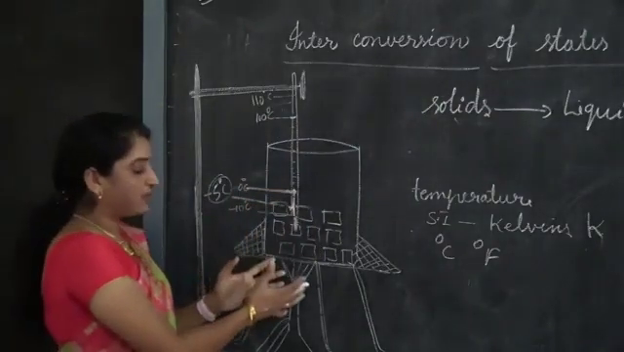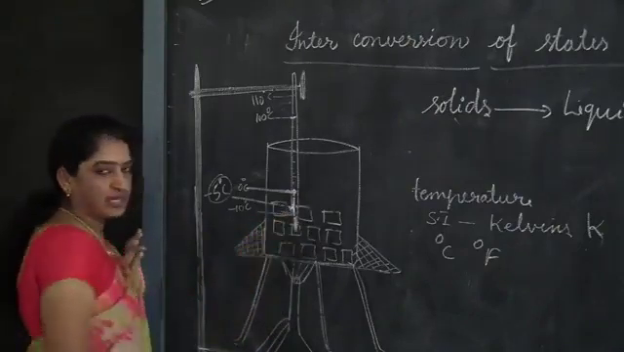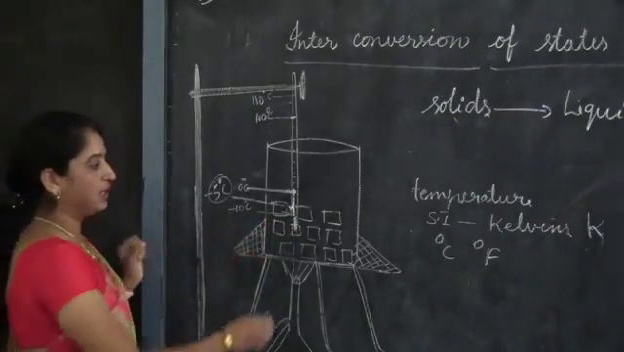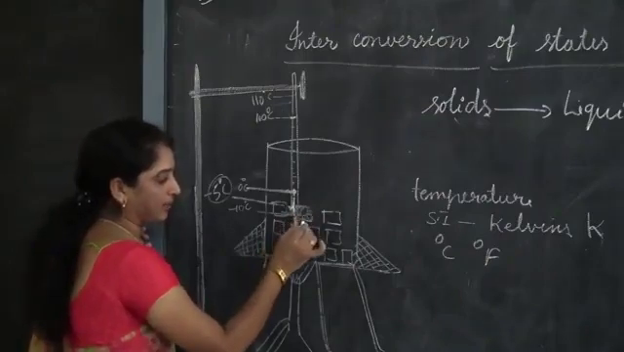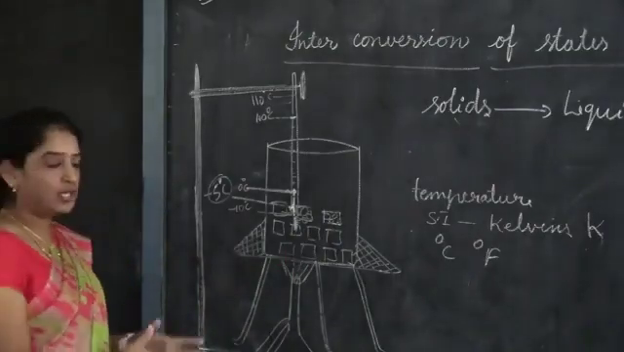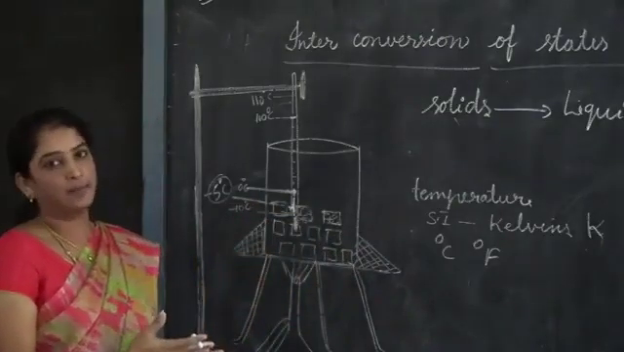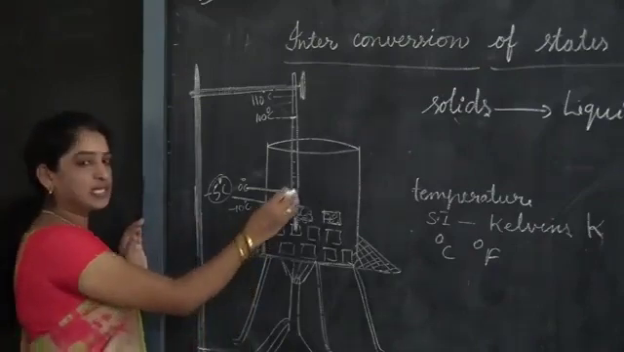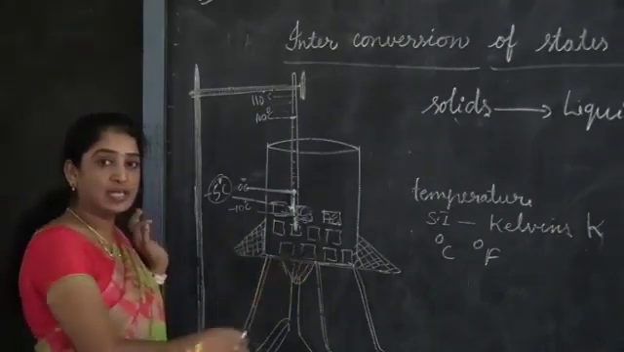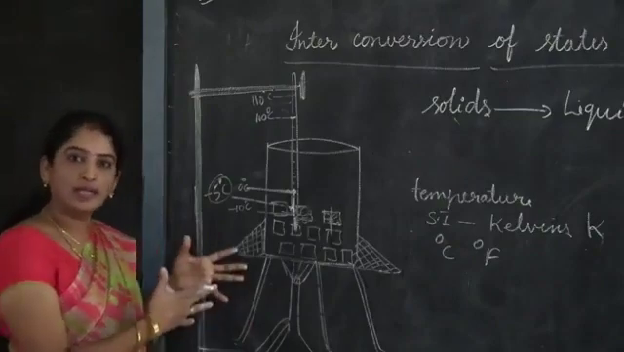So that amount of heat energy is utilized by the particles to break down the force of attraction between the particles. Here the matter is present in the form of solid. Solid means the particles are tightly packed. The force of attraction between the particles is very high. If we want to convert solid to liquid, we should break down the force of attraction between the particles. So here the temperature remains constant for some time because the heat energy is utilized by the particles to break down the force of attraction between the particles.